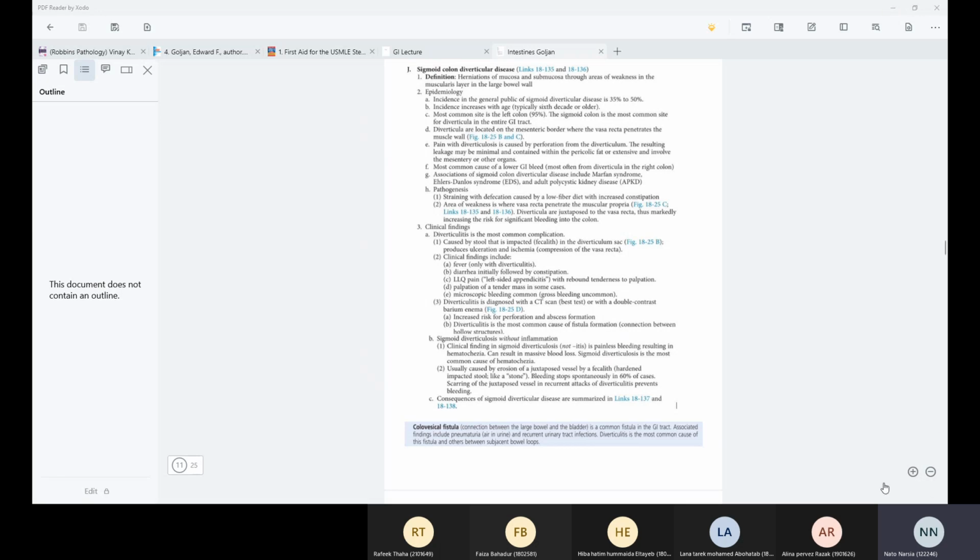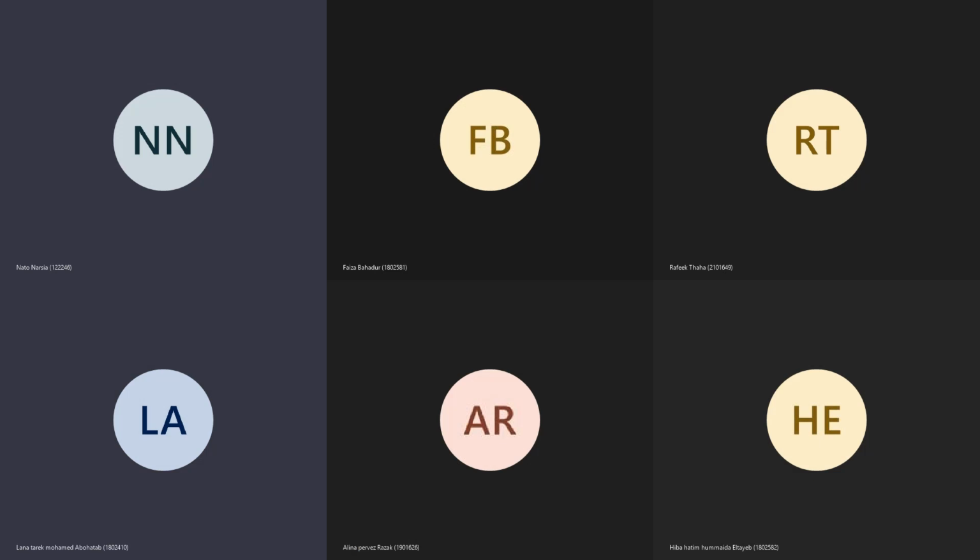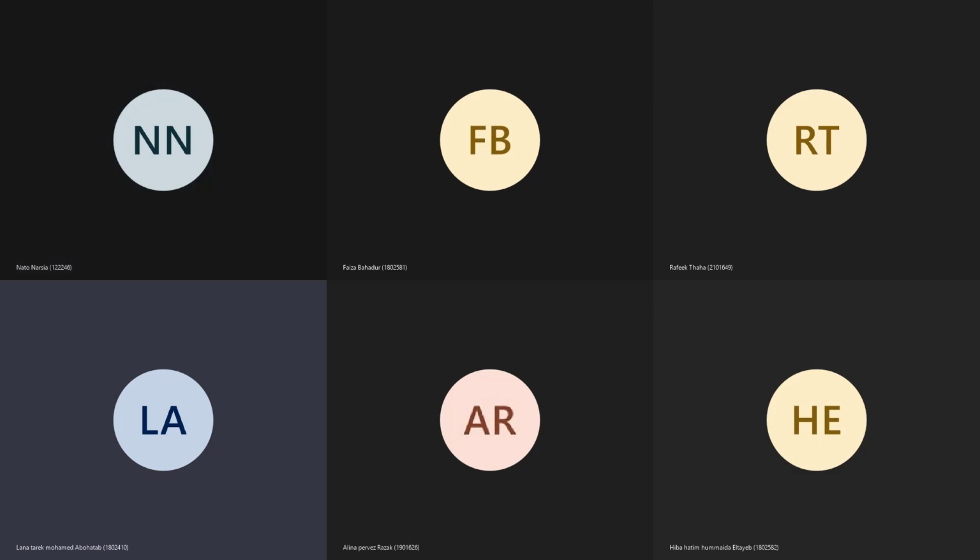That is our portion. Doctor, is inflammatory bowel disease not included, or yes, included?